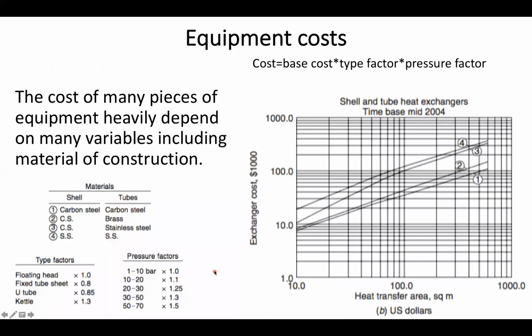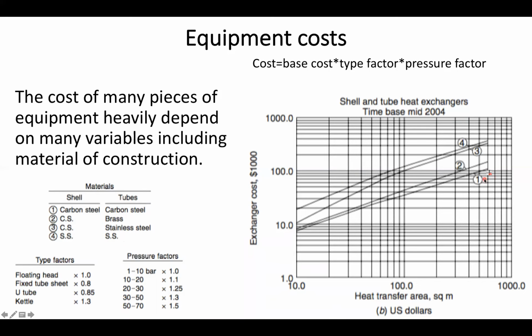One of the other things you have to watch out for is what material I'm going to make all of my equipment out of. For example, I have some cost estimates for some heat exchangers. We talked a lot about heat exchangers last week, so let's take a look at what materials I can make them out of. I can make them out of carbon steel with brass, carbon steel with stainless steel, or just all stainless steel. And this is going to have a serious effect on cost.